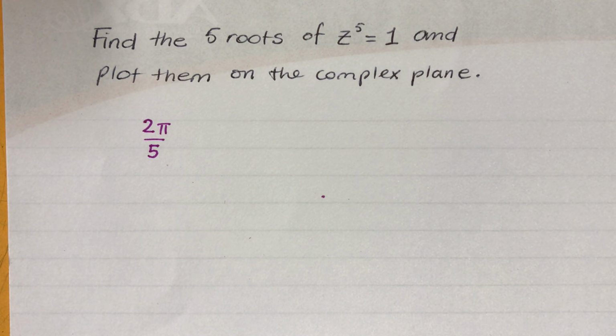Okay, gonna do the example now. There's 4 parts, but before we do the 4 parts, we're gonna do this introduction question first. Find the 5 roots of z to the power 5 equals 1 and plot them on the complex plane.